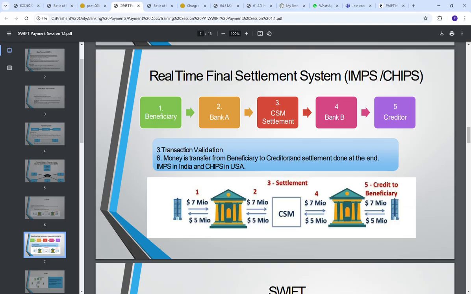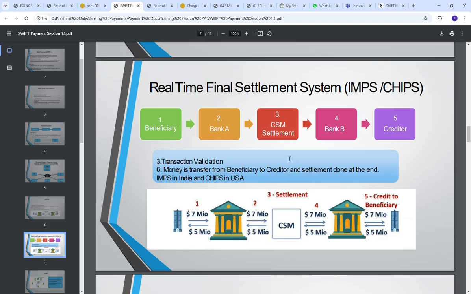IMPS and CHIPS are two mechanisms. IMPS is widely used in India. CHIPS is in use in the USA. That's why IMPS is mentioned, but the word is real-time final settlement system. Here, settlement is done at the end.